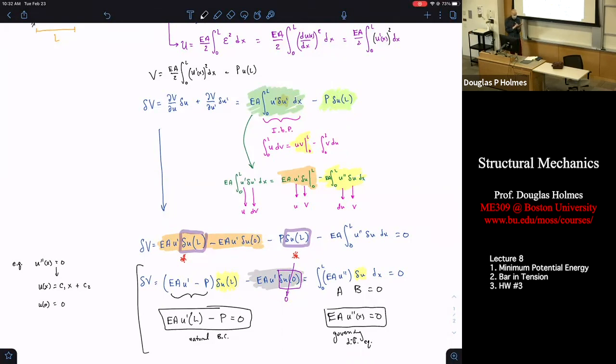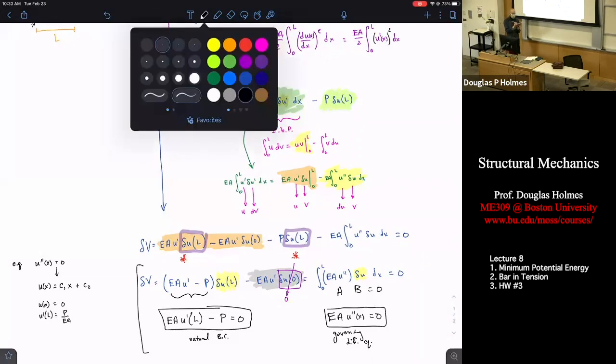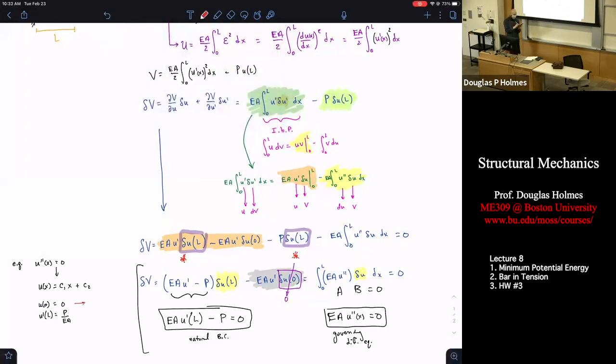And we have the fact that the slope at the free end of the beam equals P over EA. The first condition tells us that C2 has to be 0, right? If I put in x is equal to 0, the only way that thing can be true is if C2 goes away.